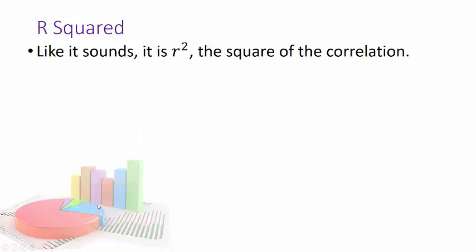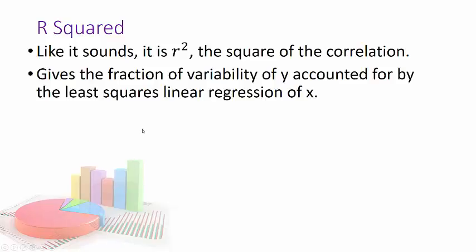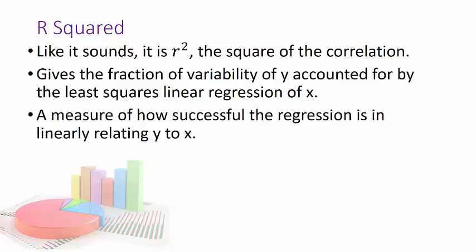So R squared is like it sounds. It is R squared, or the square of correlation. The cool thing about it is it gives the fraction of variability of Y accounted for by the least squares linear regression of X. It's a measure of how successful the regression is in linearly relating Y to X.